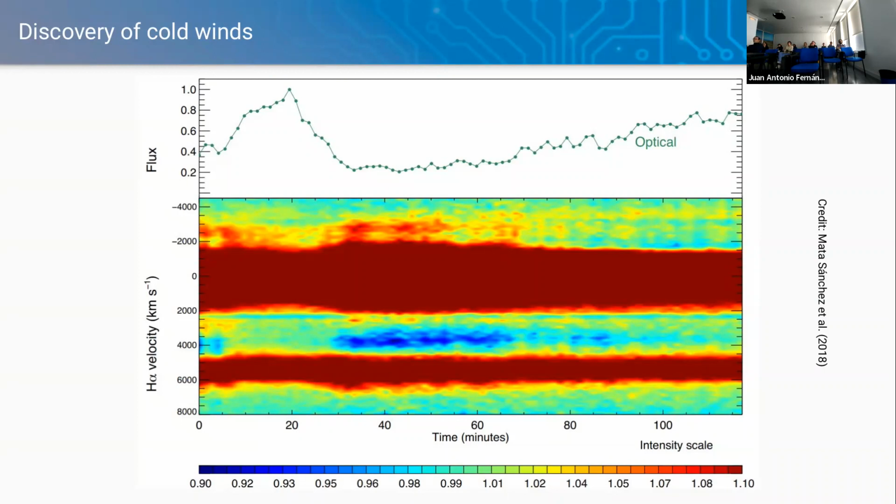And the second reason is that they are not always there. They evolve quite fast. This is an example from the same outburst, where on the y-axis you have the optical spectrum, but focus on the H-alpha line.